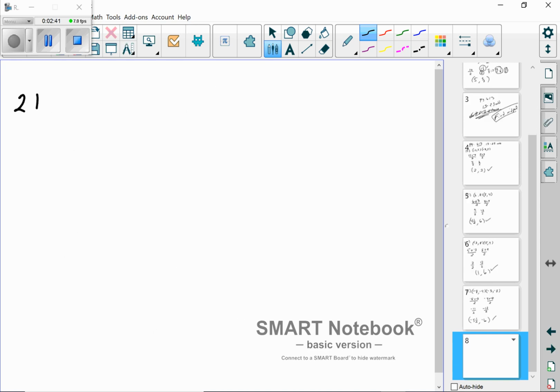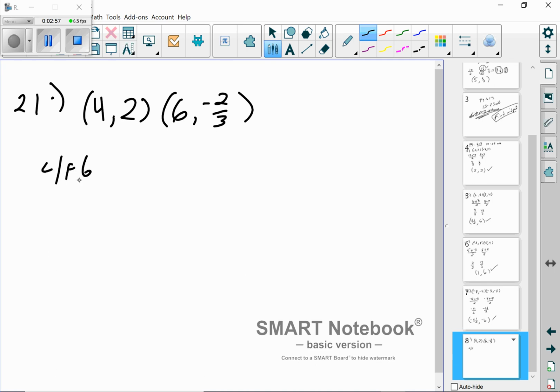Number 21, we just have 2 more of these. I got 4 and 2, and 6 and negative 2/3. Right, so we're adding. I did this one for you, I think, something like it in your notes. 4 plus 6 was 10 over 2, which is 5.